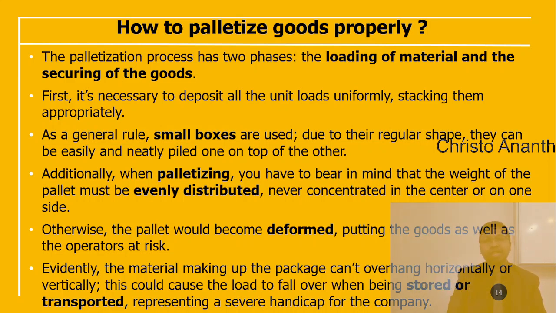When palletizing, you have to keep in mind that the weight of the pallet must be evenly distributed, not concentrated only in the center or only at the side. Otherwise the pallet will become deformed, which might create a risk for the goods as well as the operators involved in the process. The material making up the package cannot overhang horizontally or vertically. This might create a problem for what is being stored or transported, and that represents a severe handicap for the company.